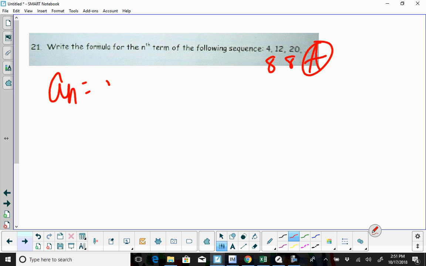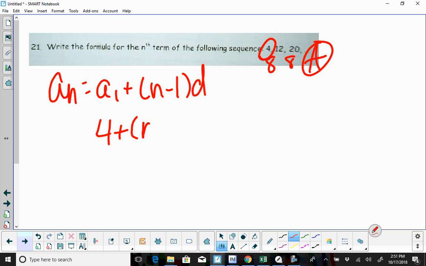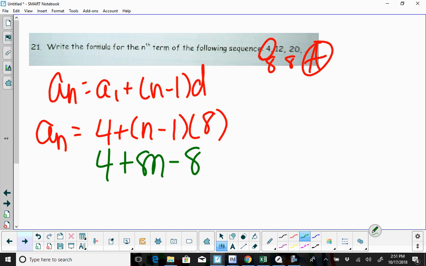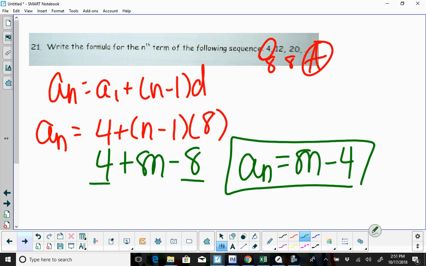So a sub n equals a sub 1 plus n minus 1 times d. They want you to write the formula. So our a1 is 4. Our difference is 8. And remember, most of y'all did pretty good about this on your quiz. You cannot leave it there. You do have to distribute and simplify. So a sub n should equal 8n minus 4. Arithmetic and geometric are the only two options you have, so it's either added or subtracted or multiplied or divided.